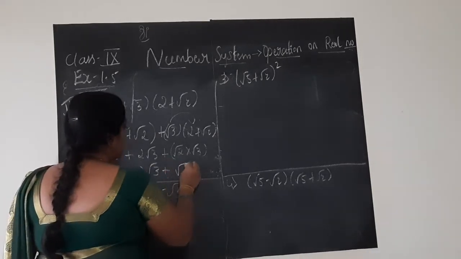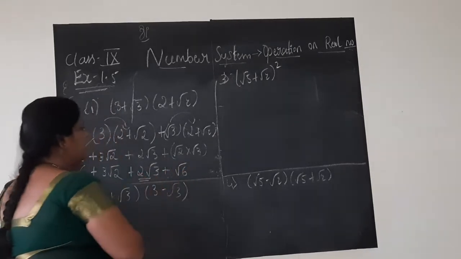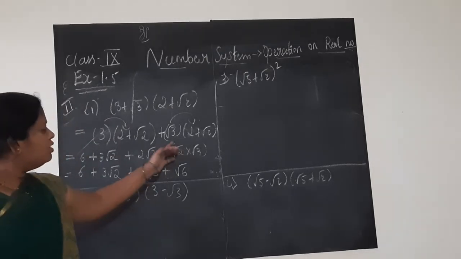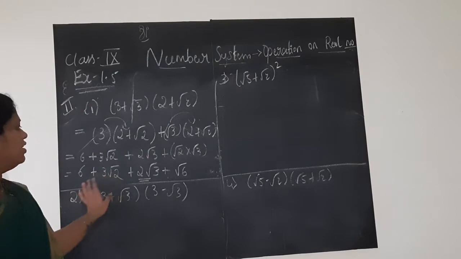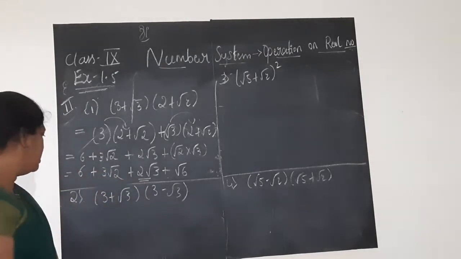Multiplication you can do, as we did in rationalizing the denominator. So square root 2 into square root 3 is square root 6. If at all you know this, then directly you can write square root 6 here only. You need not do one more step. Further you cannot simplify, leave it as it is.